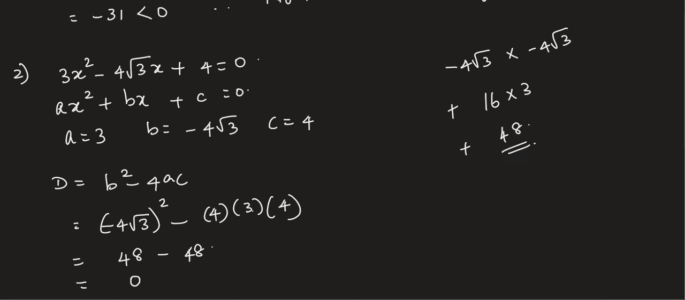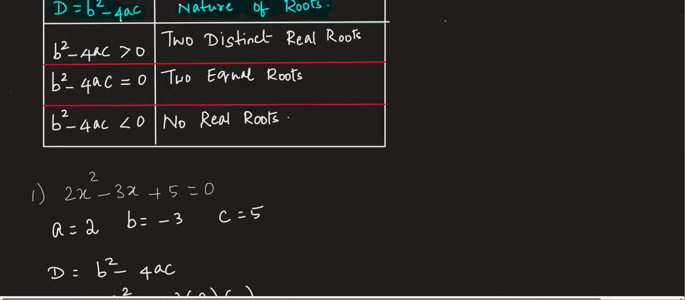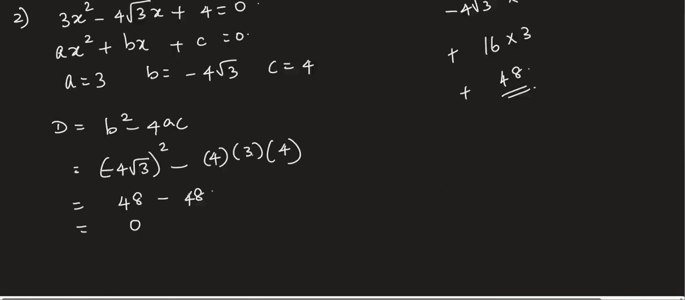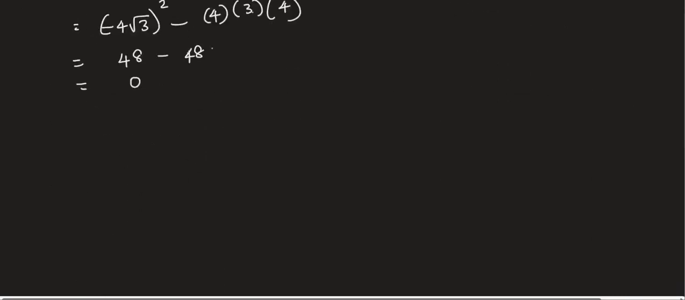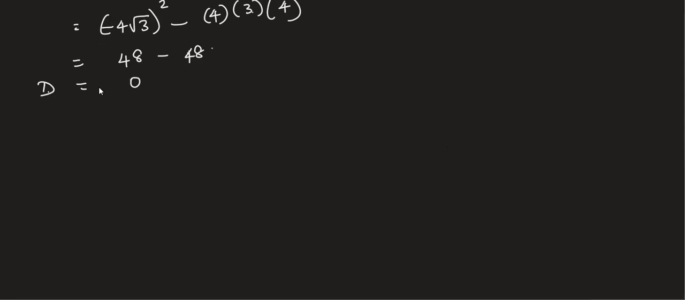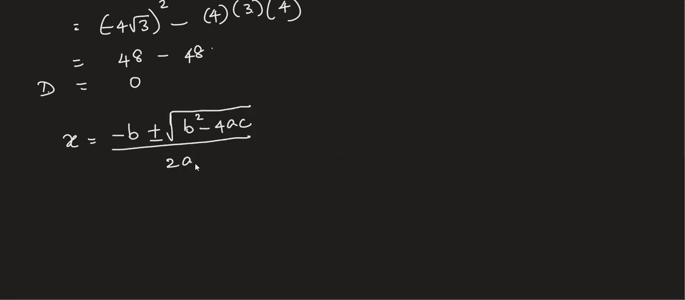Here, if you notice, this is the second condition, which is d is equal to 0, which means this will have two equal roots. So here, d is equal to 0. So we'll have two equal roots. So now how do I find? So now let's use the formula. So x is equal to minus b plus or minus root of b square minus 4ac, the whole thing divided by 2a.